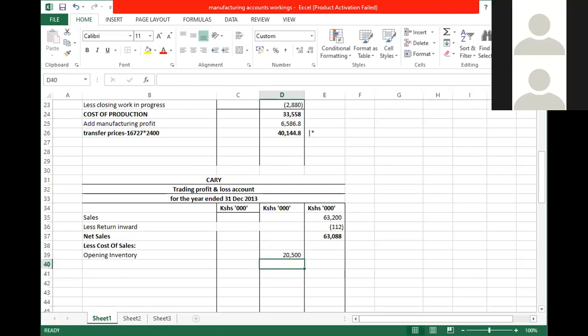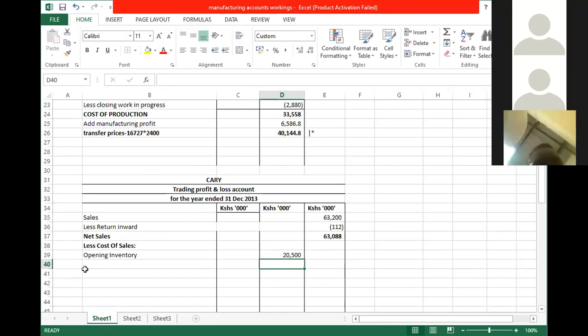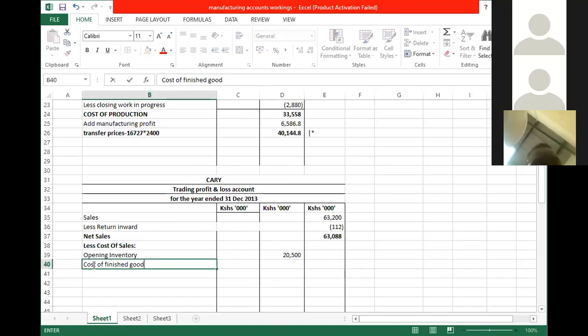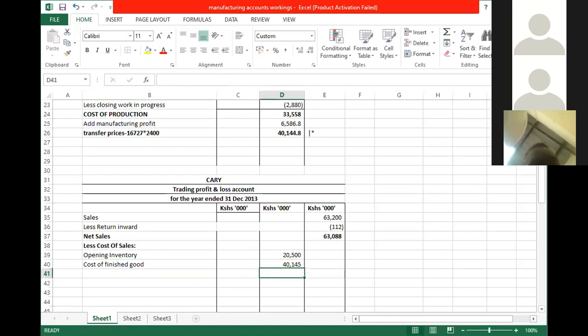Then we add what? We add purchases, or we add the cost of finished goods. What is the amount? You have forgotten.